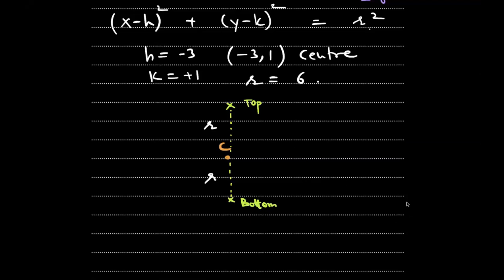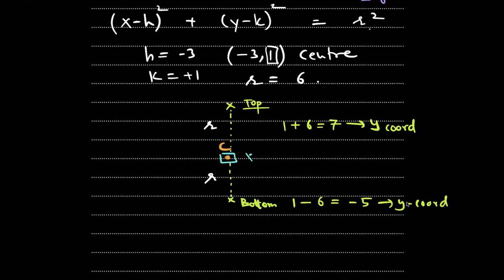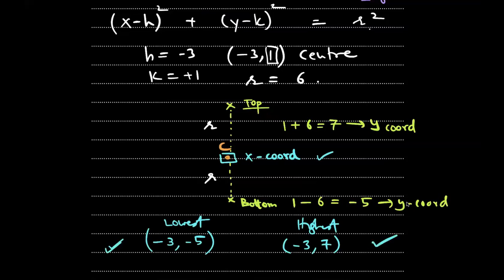Now, if I look at the center, this is the y coordinate of the center. So if I'm talking about the top, if they ask this question, I'll say 1 plus 6, that would be 7. So this would be the y coordinate. Similarly, what about the bottom? It should be 1 minus 6, which comes out to be -5. That would be the y coordinate. The x coordinate remains the same. It's unchanged for the top and the bottom. So therefore, the lowest point would be -3, -5. This is the lowest point. And if they were asking for the highest point, we will write -3, 7. So this is the answer that is required over here.